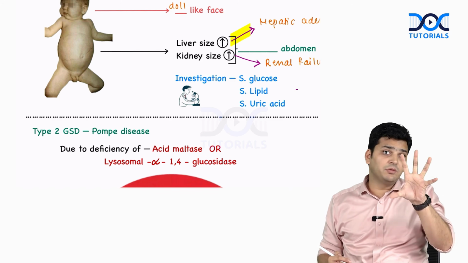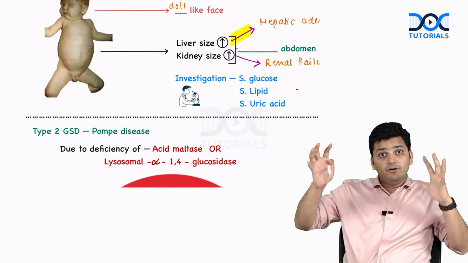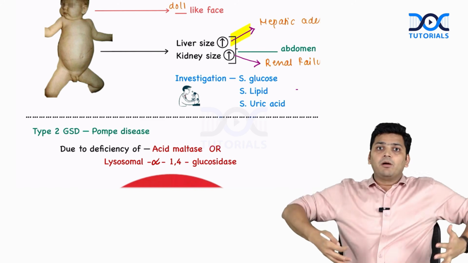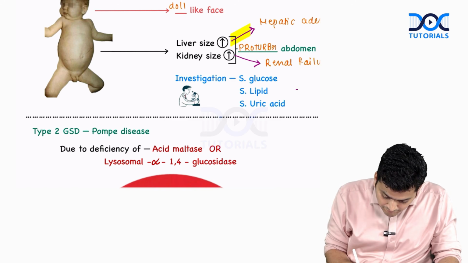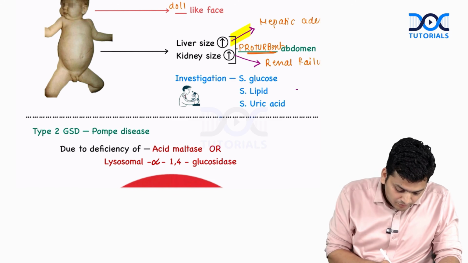But in a child, the abdomen is this much only. If the liver and kidney are big, the abdomen will come out. So this child will have the protuberant abdomen. So here you can see the protuberant abdomen.